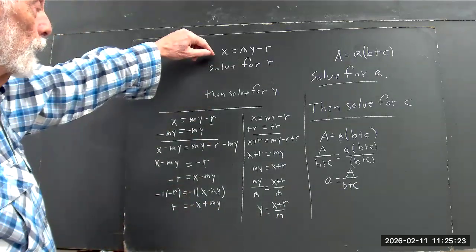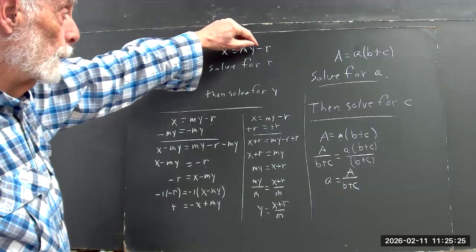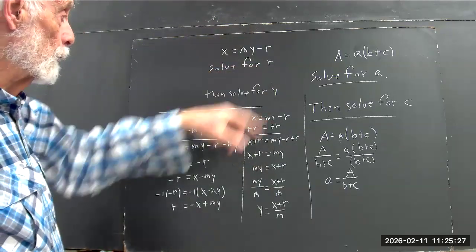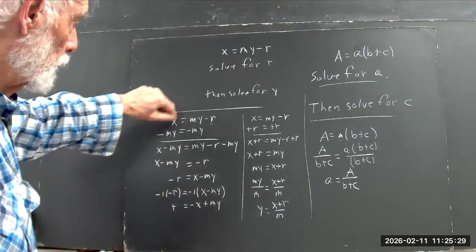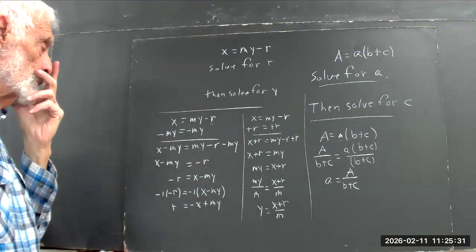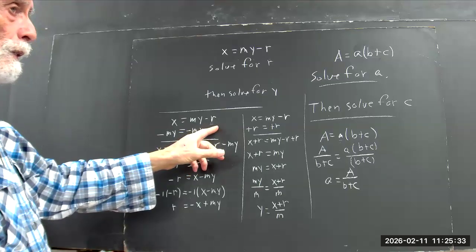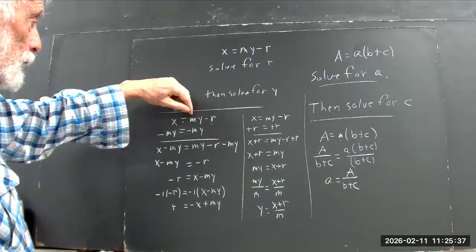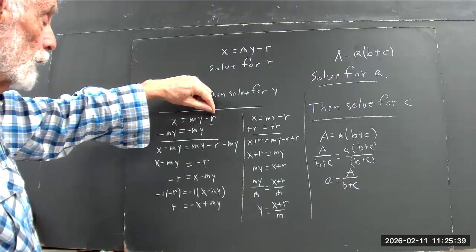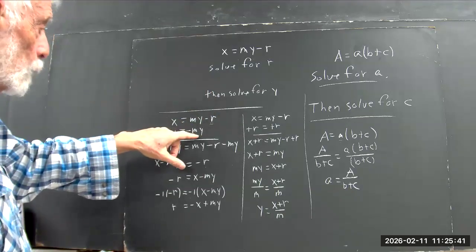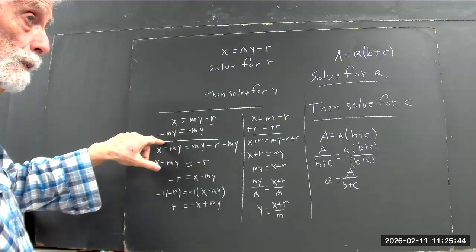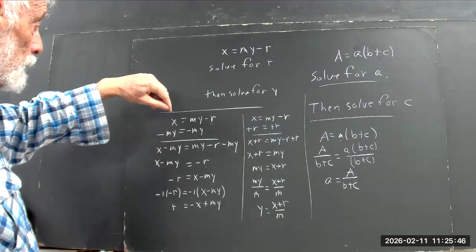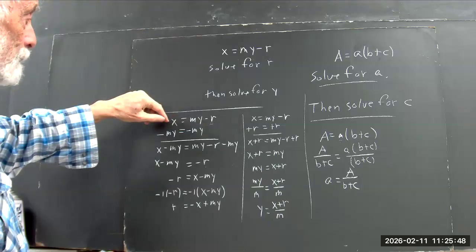So we start with the equation x equals my minus r. We're solving for r. So we write down our equation, and we notice that r is all by itself over here on the right-hand side. So the right-hand side reads my minus r. We subtract my from both sides, and we're going to get what?